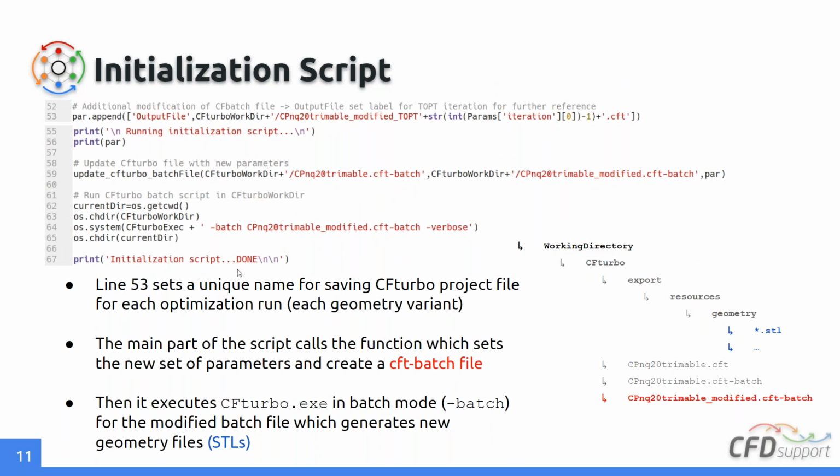The last lines of the script basically do the main job. First there is, let's say, a specific modification, because in the XML file there is a name of the output file. If CFturbo triggers the batch file, it will create the new project file with the new parameters. So for each run we define a specific name for it. Then after the simulation is done, we have the CFturbo project file for each variant which was simulated.